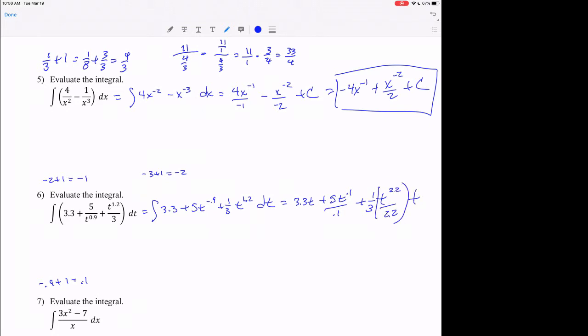Now I'm going to put that in parentheses, plus c. So this equals 3.3t plus 50t to the 0.1 plus t to the 2.2 over 6.6 plus c. How did I get 50? Well, 0.1 is 1 over 10. That's in the bottom, so that flips, so it's really 10 times 5. And 1/3 times 2.2, 3 times 2.2 is 6.6. So this is my final answer.